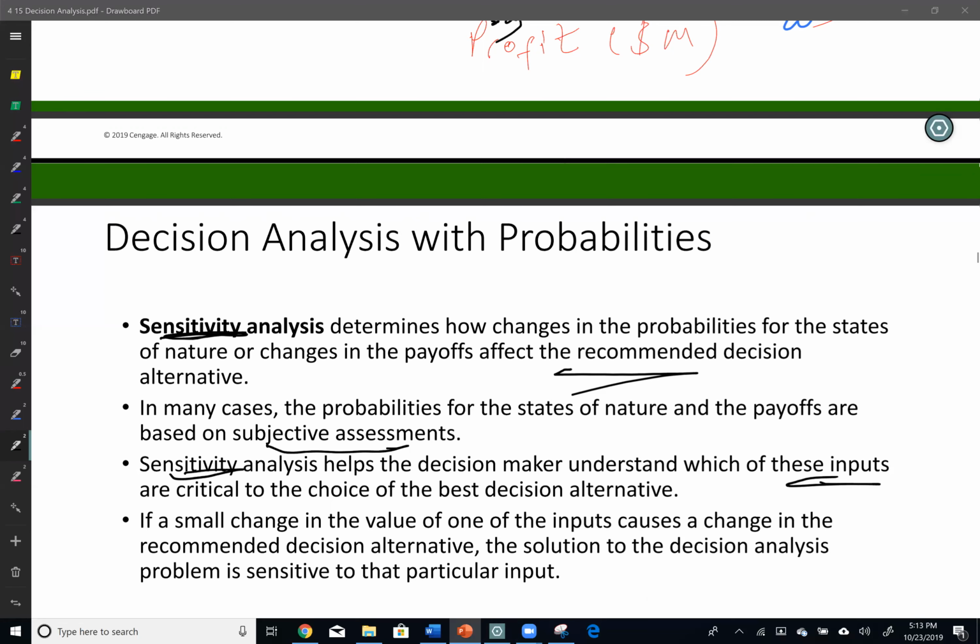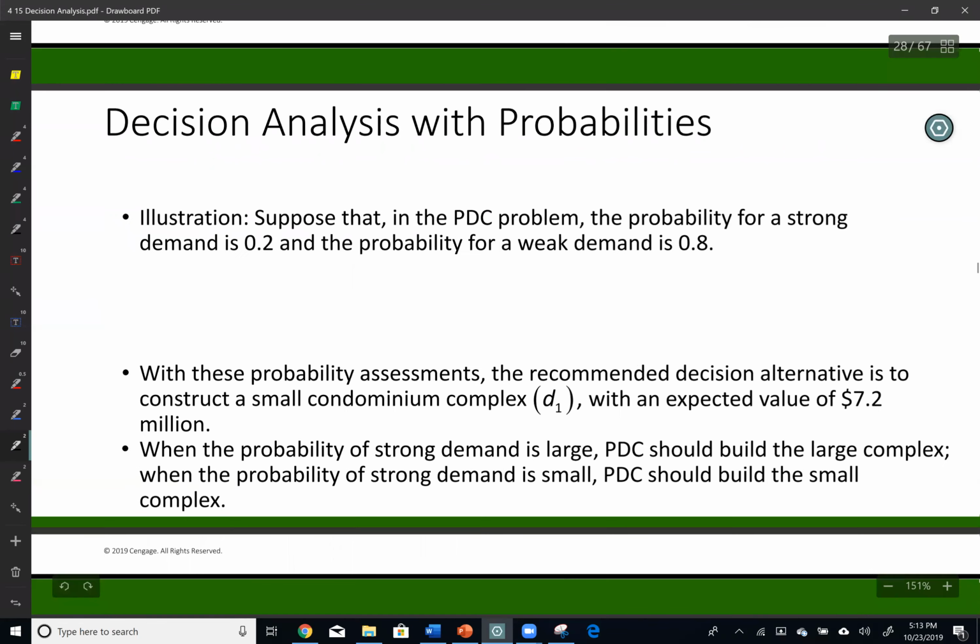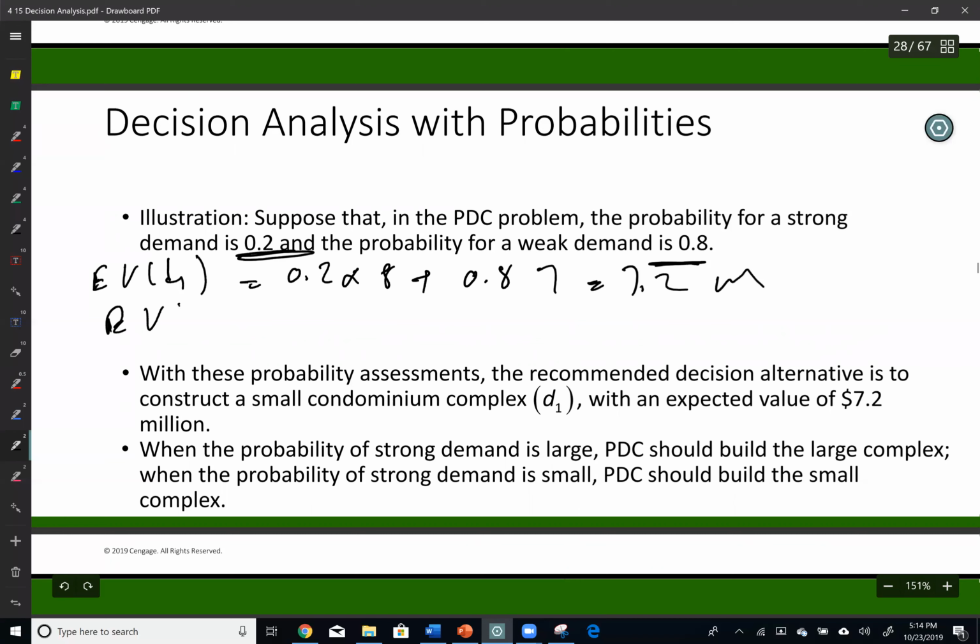For example, if my probability of strong demand is 0.2, 20% instead of 80, and weak demand is 80% instead of 20, let's see what would happen to expected value of decision one. Then I would have 0.2 instead of 0.8 times 8 plus 0.8 times weak demand 7, which would give me $7.2 million. If I do the same calculations for EV, expected value for D2 and expected value for D3, I would get here $6.8 million. And here I would get negative $3.2 million.